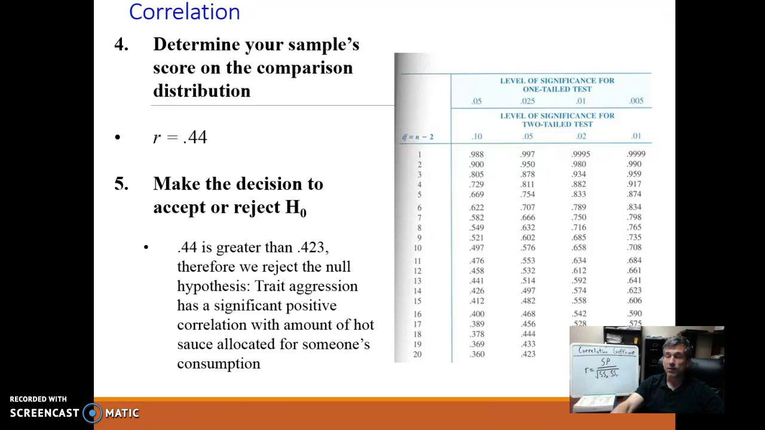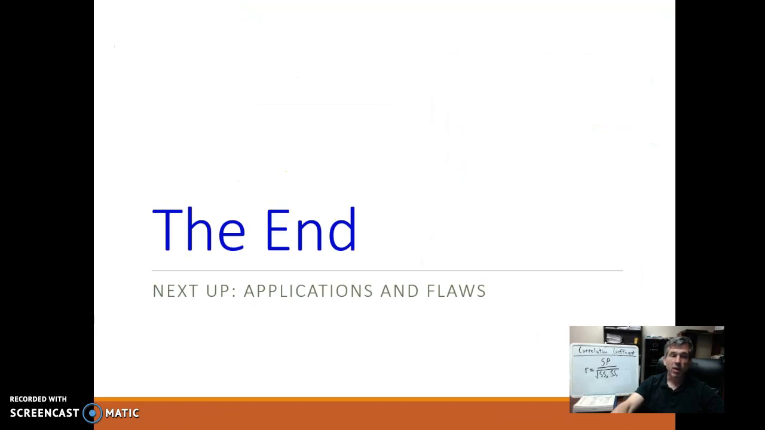Trait aggression is significantly positively correlated with the amount of hot sauce that we send out to these other participants, which indicates they're measuring the same thing, which indicates that that hot sauce measure is probably a pretty good measure of actual real-world aggression. All right, so that's the end of hypothesis testing using correlation coefficients.